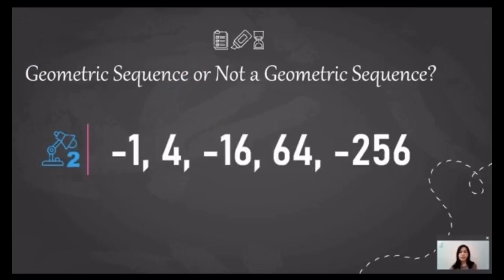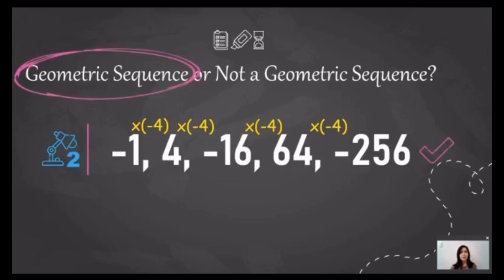Now second example, -1, 4, -16, 64, and -256. This sequence is multiplying -4. -1 times -4 is +4. 4 times -4 is -16. -16 times -4 is +64. 64 times -4 is -256. Same with the first example, we multiply a constant number -4, so this is also a geometric sequence with a common ratio -4.